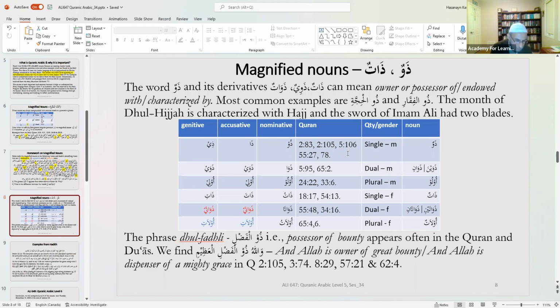The witness between you when death approaches any of you while making a will, isnani, zawa adlin, shall be two just men from among yourselves. So zawa adlin means two people endowed with adalat, with justice. Hina wasiyyatithnani zawa adlin. You can see this is zawa. 5106. So in fact, this should become Zawa here. I don't know why I put it there. Hold on, let's see, maybe there is something. Zawa Adlin and Zawa Adlin.